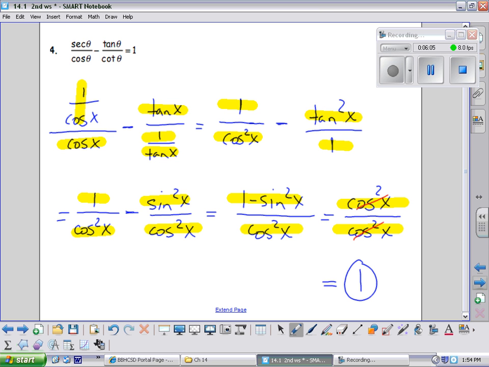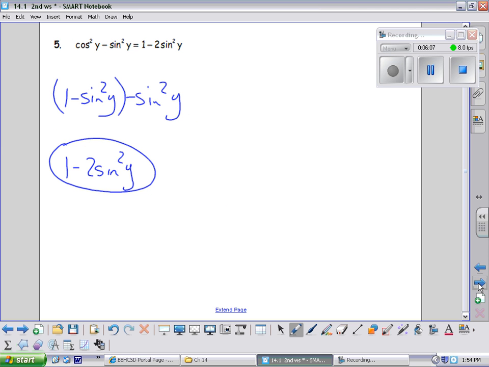Let's move to number 5. Number 5 is pretty quick. It's a direct substitution. Cosine squared is by definition 1 minus sine squared. Now I've got 1 minus sine squared, and I get 1 minus 2 of those, 2 sine squared y's. And again, whether they use y, theta, or x doesn't really matter. That's all unknown angle. Okay? That's all that means.